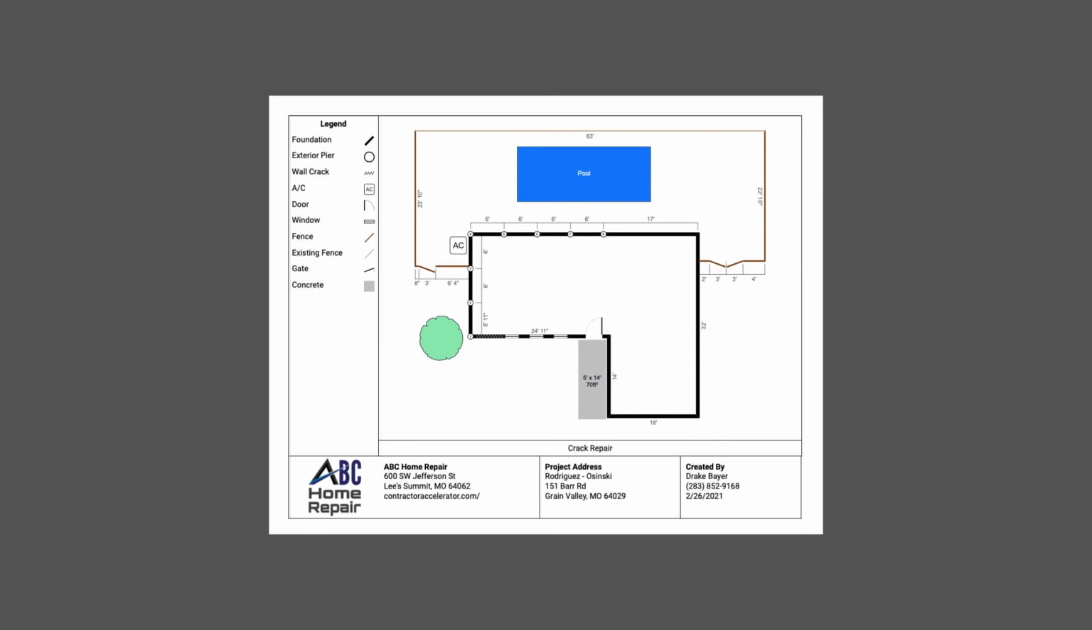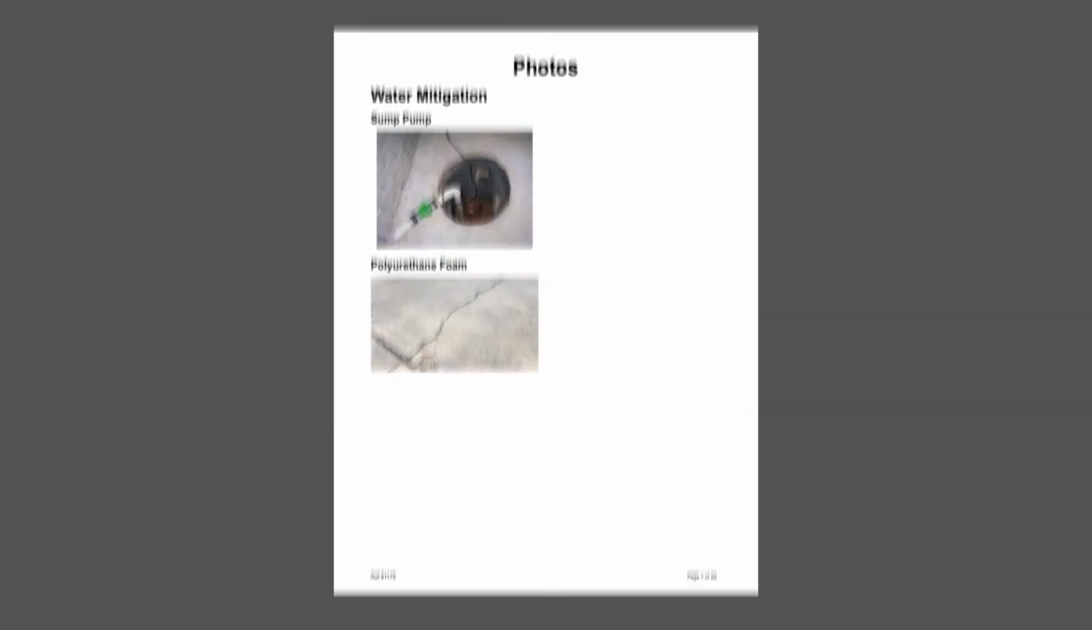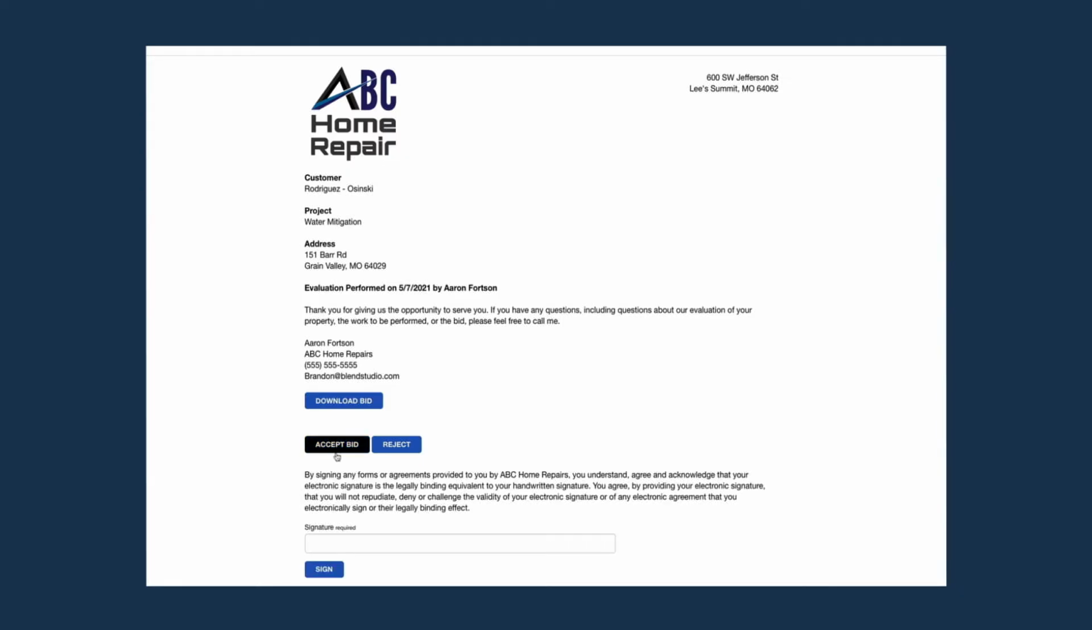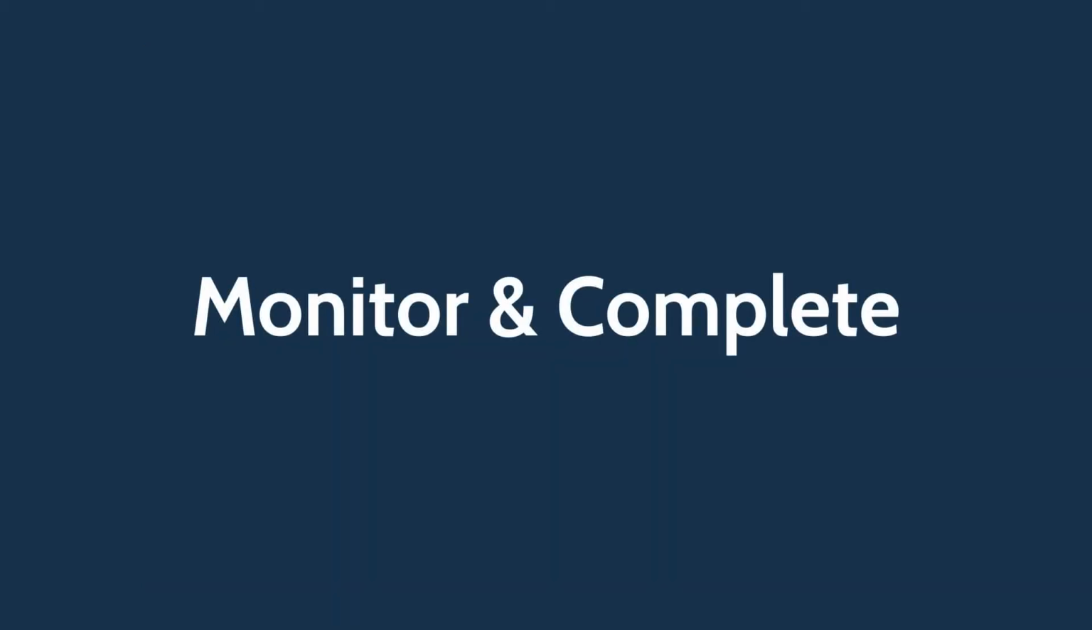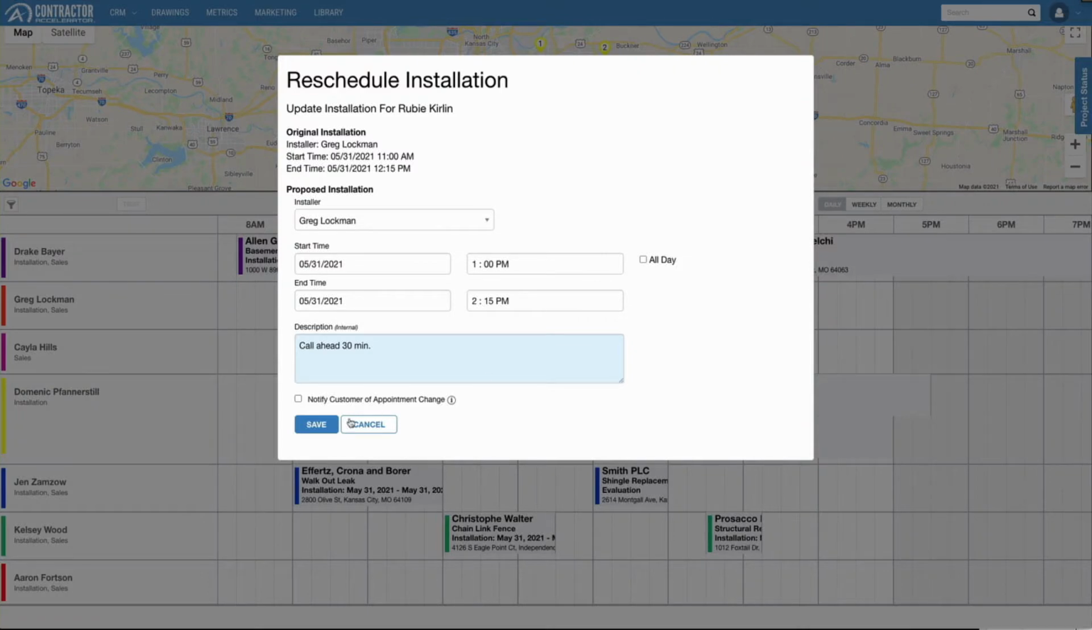You can even include custom sketches, job site photos, and marketing material. All of this can be signed on site or emailed for approval and digital signature. Contractor Accelerator lets you schedule installations or make changes on the fly.